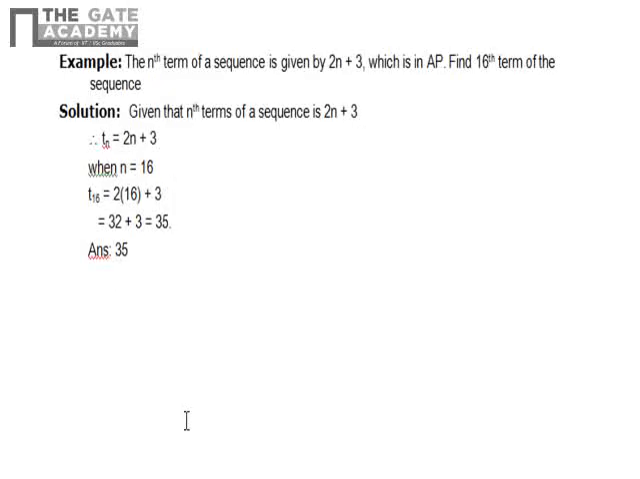Now here's one more example, a very easy example. The nth term of a sequence is given by 2n plus 3, which is an AP. Find the 16th term of the sequence. Tn is equal to 2n plus 3. So to find the 16th term, you just have to put n as 16. So you'll get T16 as 35.